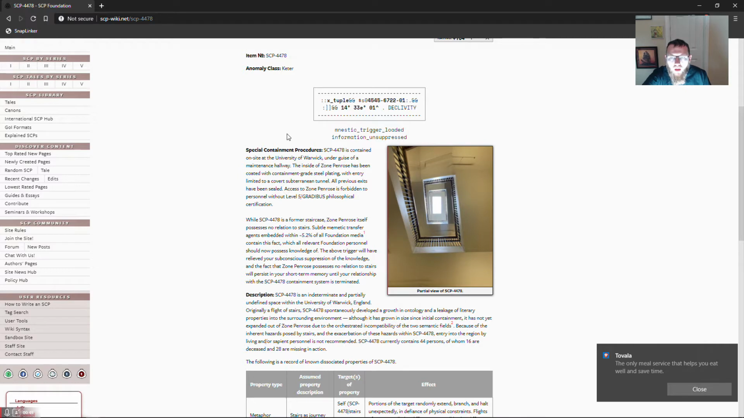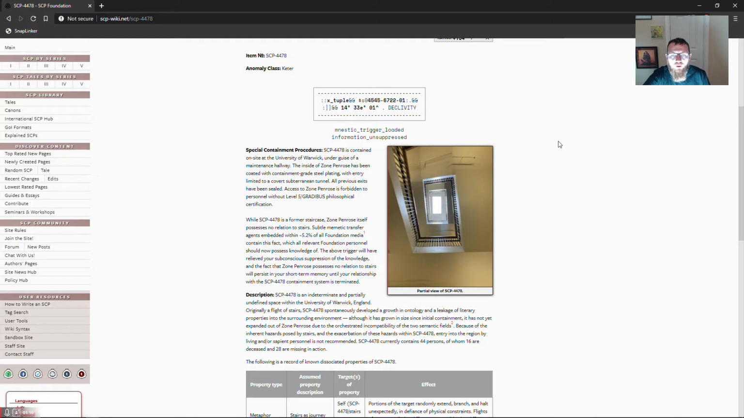Containment procedures. 4478 is contained on-site at the University of Warwick under guise of a maintenance hallway. The inside of Zone Penrose has been coated with containment-grade steel plating with entry limited to a covert subterranean tunnel. All previous exits have been sealed. Access to Zone Penrose is forbidden to personnel without Level 5 Gradibus Philosophical Certification. So this would be very high. Level 5 typically is associated with an overseer or a director on a very high project where they might know more than even their site director.